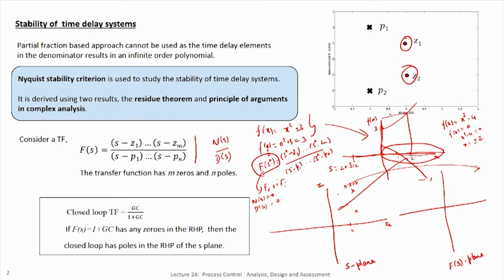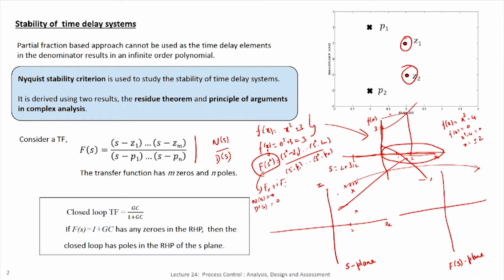Similarly, if I ask where are the poles of this transfer function f of s, then that basically means I have to set d of s equal to 0, and those again are going to be values that s takes such that d of s goes to 0, and those again will have to be plotted in the s plane, not the f of s plane. So, this is an important thing to remember.